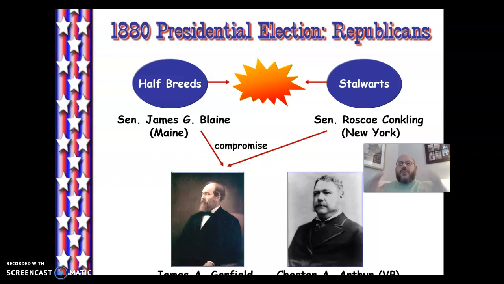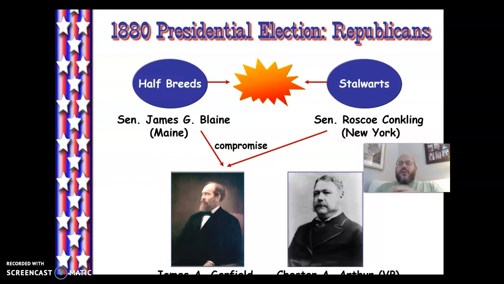Now, those that were outwardly supportive of ending patronage and instituting civil service reform, in other words, providing jobs based on objective testing and merit and things like that, those folks were known as the Half-Breeds, led by Maine Senator James Blaine. You can always remember where Blaine was from. It rhymes with Maine. They're going to be in opposition to what was known as the Stalwart faction, which was led by Senator Roscoe Conkling that we just mentioned a moment ago.